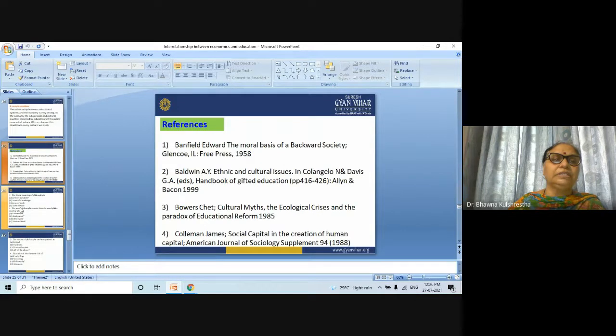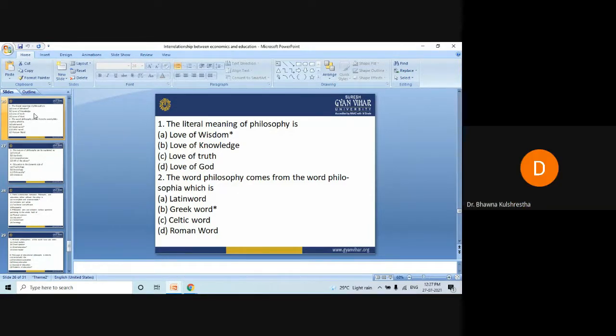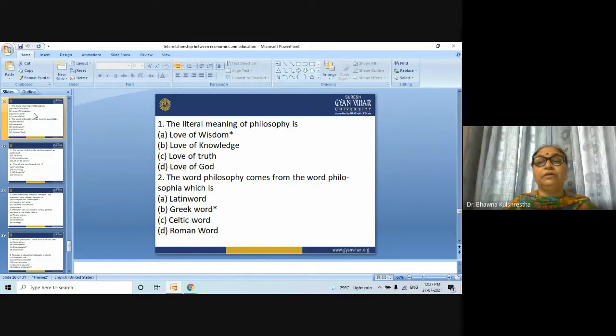Love of wisdom, love of knowledge, love of truth, love of God. What is the answer? The answer to this question is love of wisdom. And the next question: the word philosophy comes from the word philosophia, which is a Latin word, Greek word, Celtic word, Roman word. The answer is Greek word.